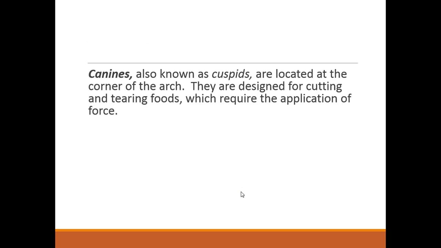And then when you tear into a piece of meat, you're using your canines. Canines, also known as cuspids, or we hear about them as eye teeth, are located at the corner of the arch. These are like our stability. It gives our bite the strength. They are designed for cutting and tearing foods, which require the application of force.